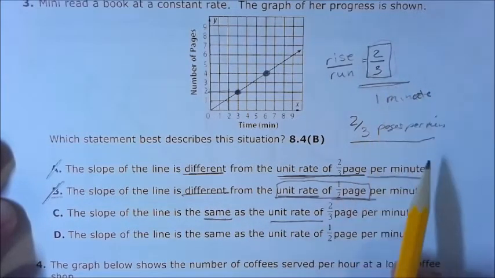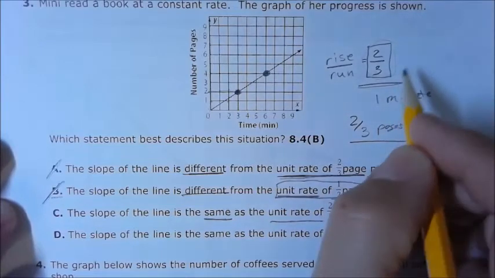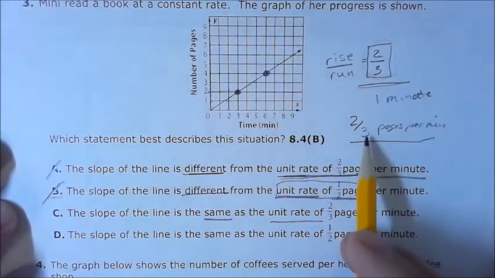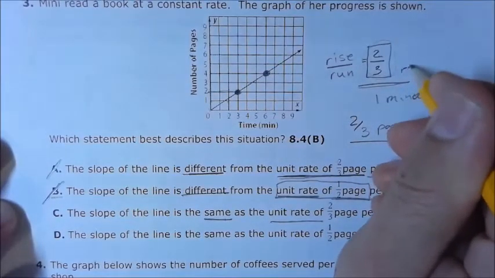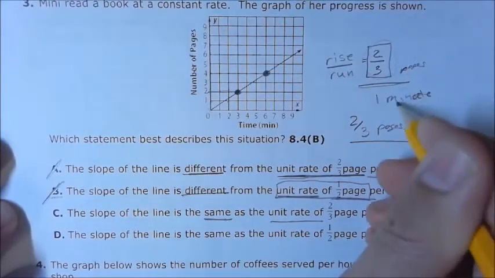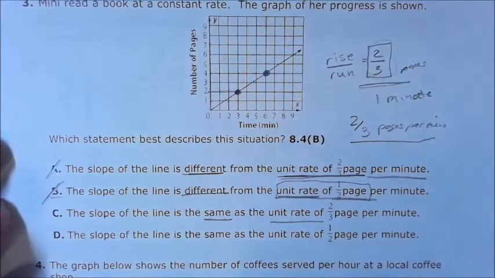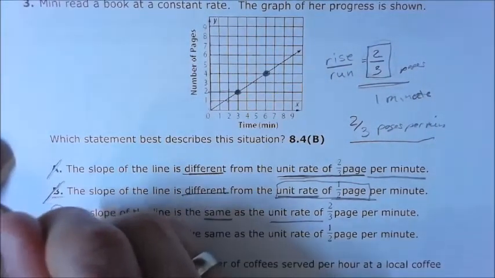Well, it is true, right? Because our slope is going to be 2/3. And then if we turn it into a unit rate, it's 2/3 pages per minute. So this is our pages, and this is our time. So this is actually a true statement. So C right now, that's a good answer.